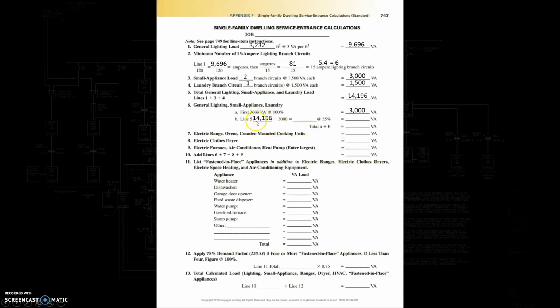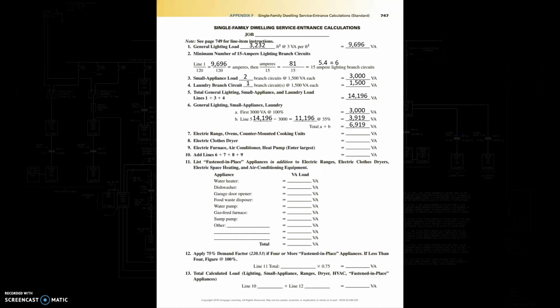Then bear with me here. Now we need to subtract line 5. We need to subtract 3,000 from it. Why? Because we already used it up here, right? So when we do that, we have 11,196 volt amps left. We need to take that at 35%. So when we do that, we get 3,919.